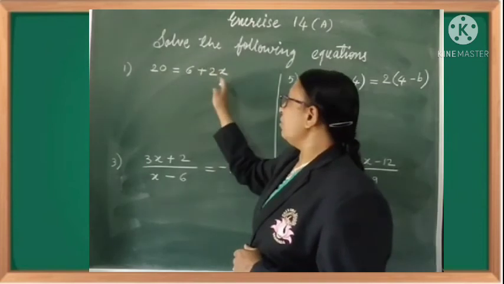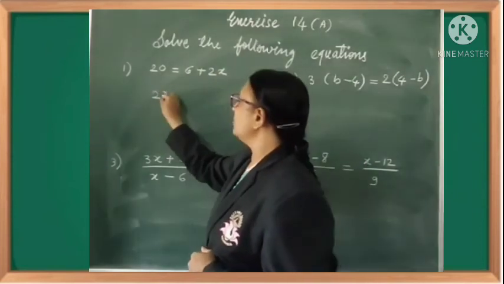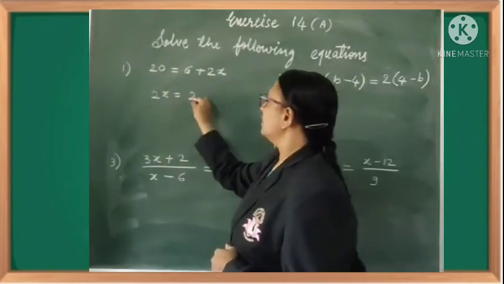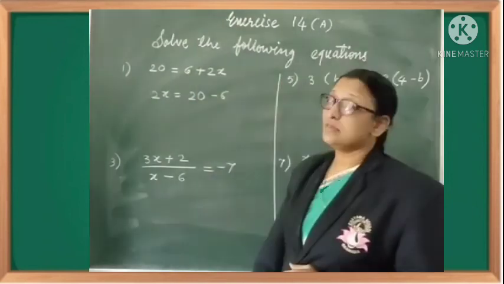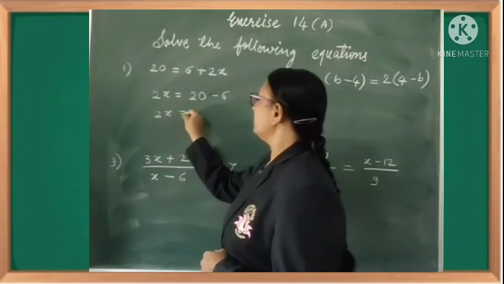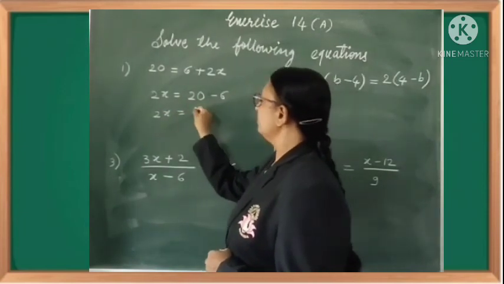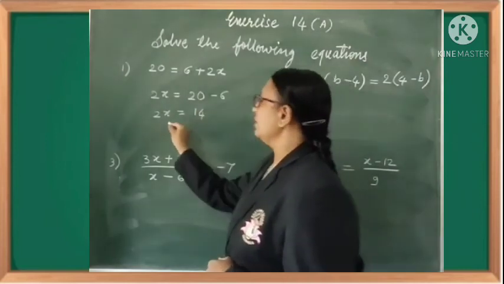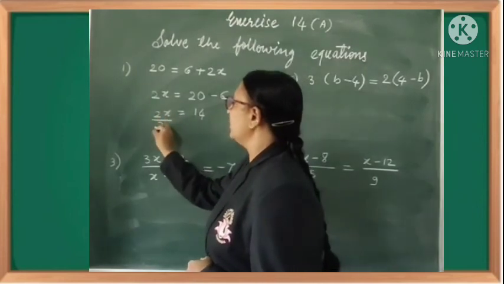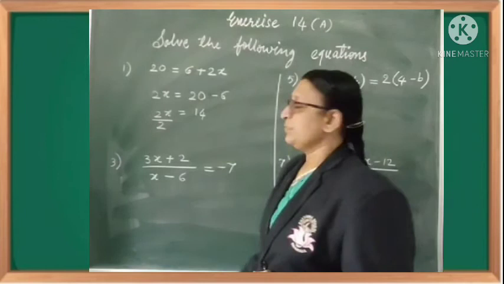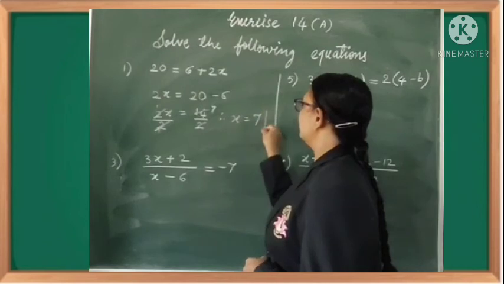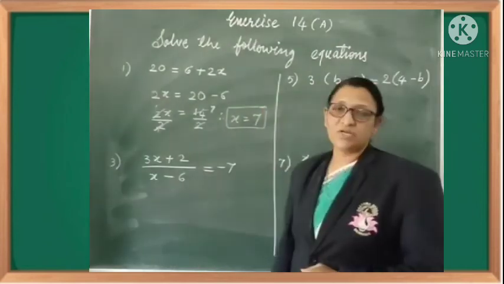So, for finding out the value of 2x, we will transpose the plus 6 from here to there. On transposing, it will become minus 6. 2x is equal to 20 minus 6, which is equal to 14. As we need to find out the value of x, we don't want this 2 here. It is multiplied by 2, so the opposite operation is to divide by 2. So finally we get the value of x as 7. This is the solution of this expression.